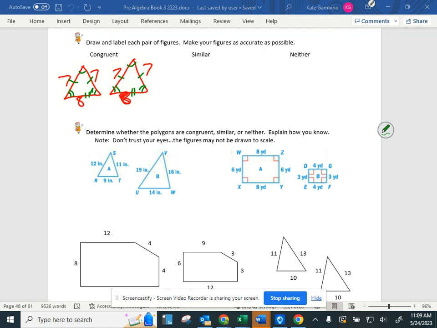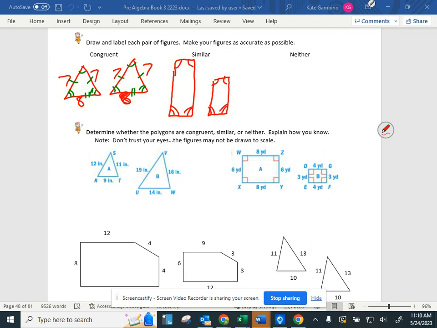Now I need to draw similar. What does it mean if they're similar? How do I want to make them look? Mario? Proportionate. So same shape, different size. So I'm going to do a big, and I'm going to do a little. Same shape, different size. And if they're similar, I know that my angle measurements match. So I would say these angles are congruent, these angles are congruent.